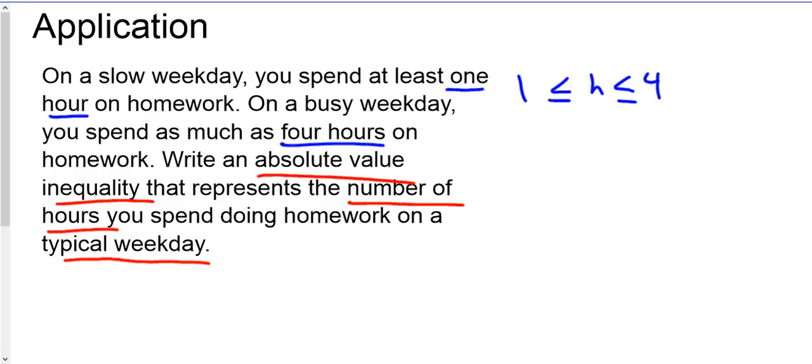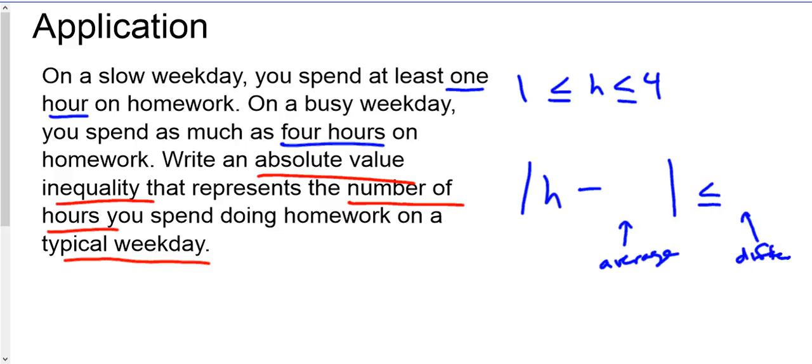Well, what is our absolute value inequality going to be? Once again, we have to figure out our value where we have the same negative and positive. To do that, we're going to break this up and have our hours. We're going to subtract that from the average. So this is our average, and this right here is the difference. Let's find our average. We take 1 plus 4 divided by 2, and what we have is 5 halves, which is 2.5.